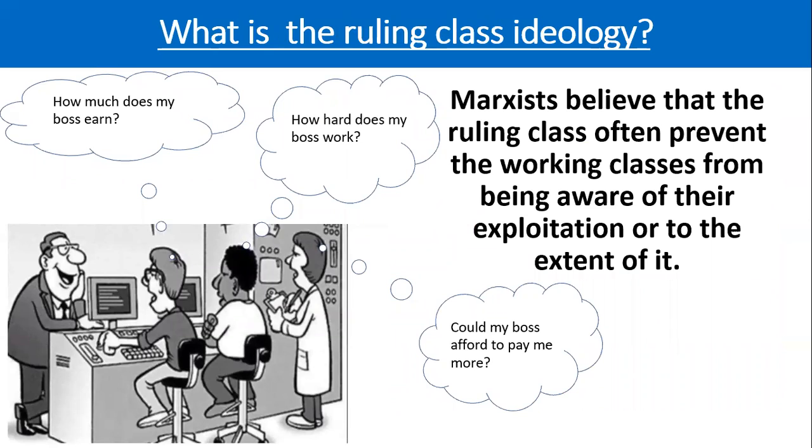Right, so this is the next key concept, and it's referring to ruling class ideology. So if we remember the means of production, those who own things and those who don't, it's a lot more complex than that now, but there still is this hierarchy within work and with certain professions. So Marxists believe that the ruling class often prevent the working class from being aware of these exploitations or the extent of their exploitation. So it might be the case that you don't know how much your boss earns, or how hard they're working, or whether they could actually afford to pay you more in your job.